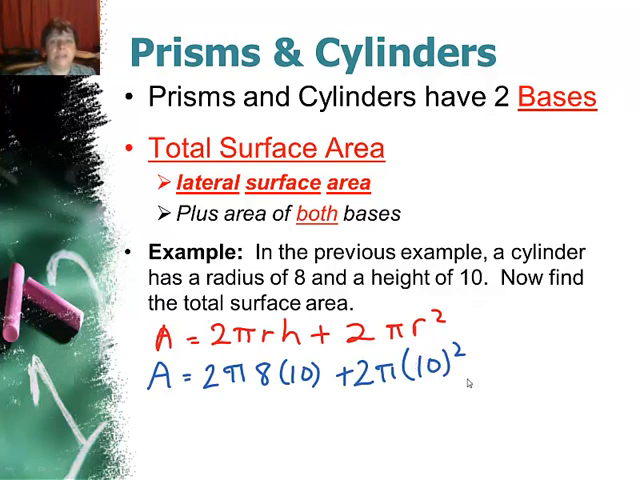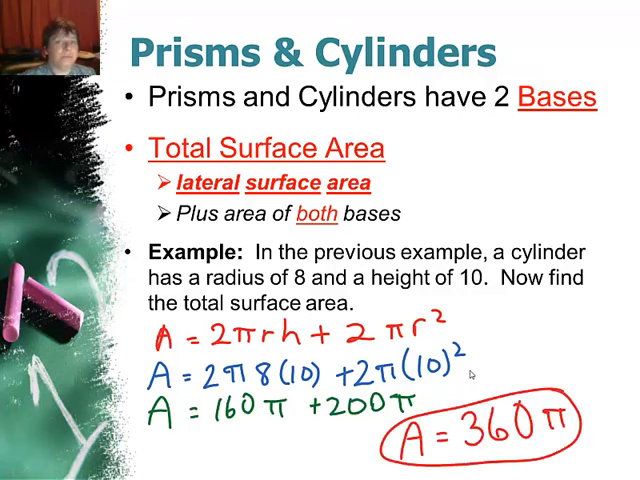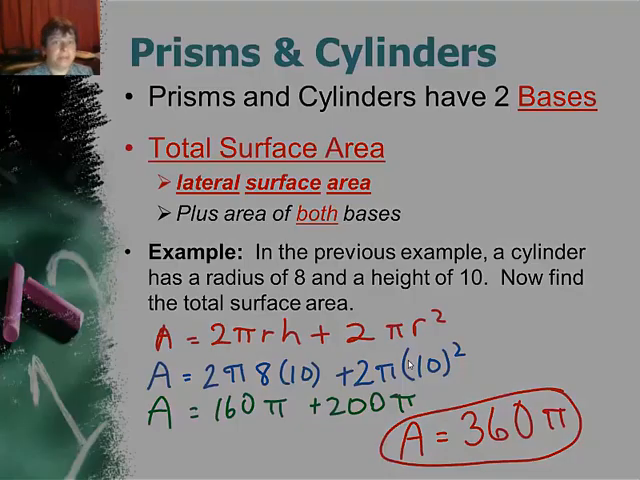Substituting in, I get 2 times pi times 8 times 10, plus 2 pi times 10 squared, 160 pi plus 200 pi, or 360 pi. So that is the total surface area. Remember, it's going to be the lateral plus 1 or 2 bases.